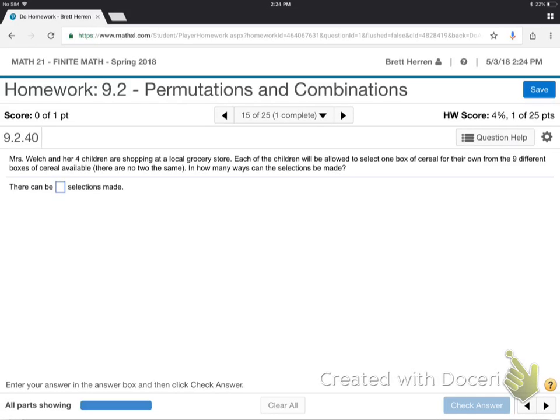All right, let's try another one. Mrs. Welch and her 4 children are shopping at a local grocery store. Each of the children will be allowed to select 1 box of cereal for their own from the 9 different boxes of cereal available. There are no 2 the same. In how many ways can the selections be made?